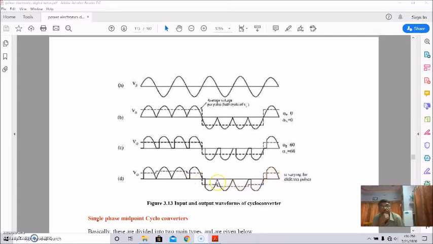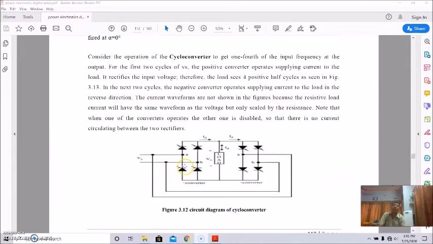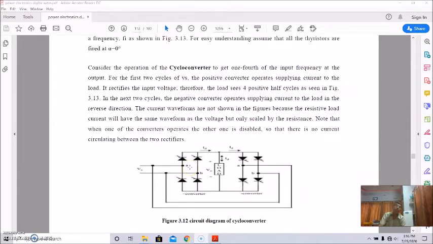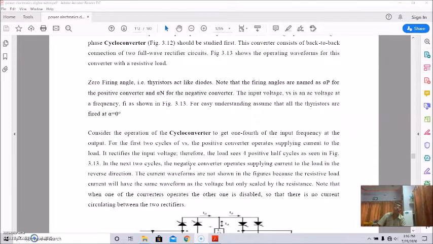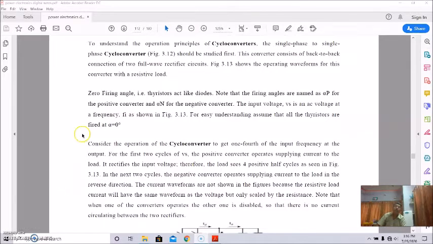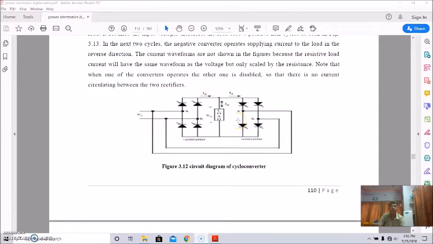Okay. So actually, if we consider the operation of the cycloconverter to get 1/4 of the input frequency for zero firing angle, that is the thyristor sector like that. Firing angles are named as alpha P for the positive converter and alpha N for the negative converter. It is shown here.